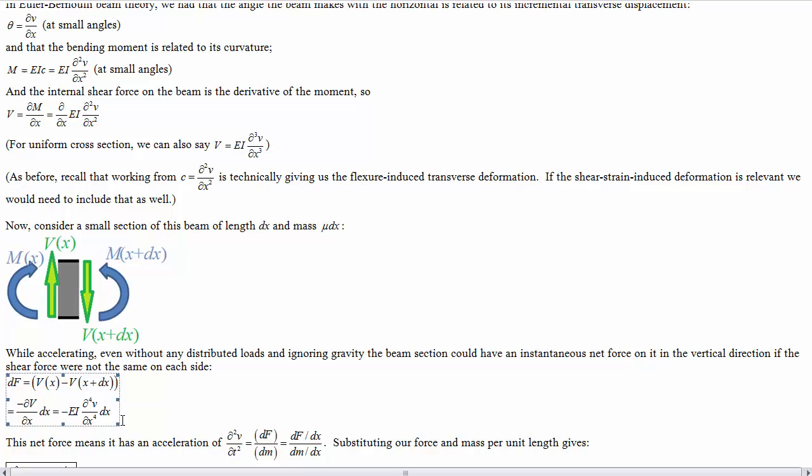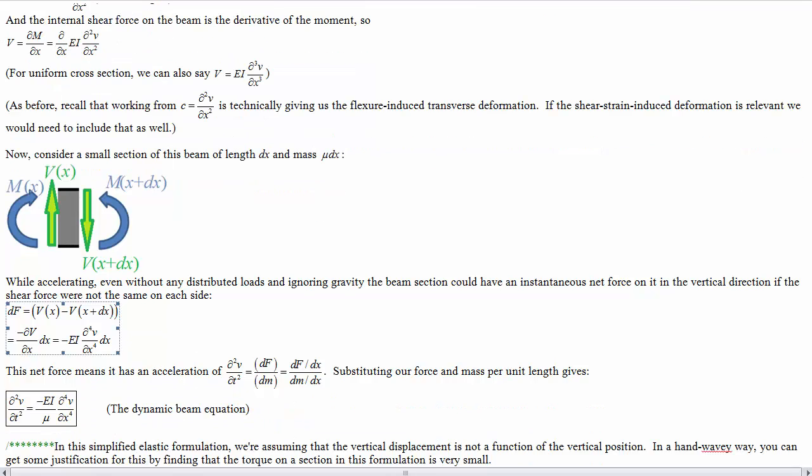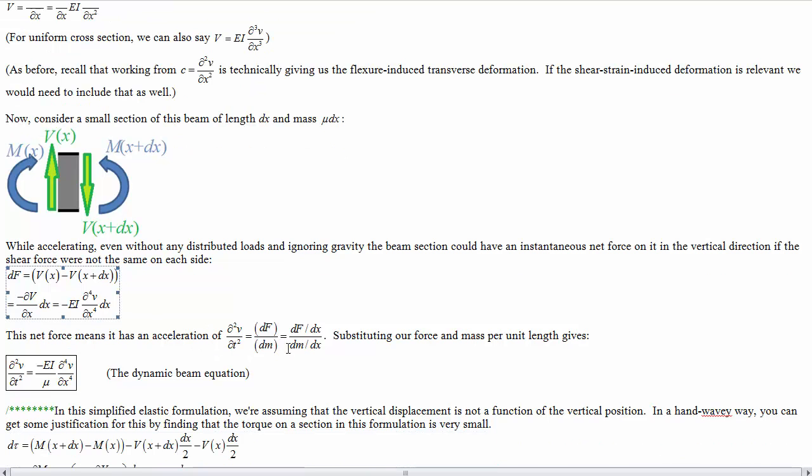We can write the acceleration of this by saying that force is equal to mass times acceleration, or in other words, acceleration is force over mass, and then saying, okay, well, df over dm is df by dx over dm by dx. Dividing out the dx from this, and then dividing all that by mu, the mass per unit length, we come up with what's called the dynamic beam equation. This relates the acceleration of a section to the force on it divided by the mass of it in a per length kind of way.